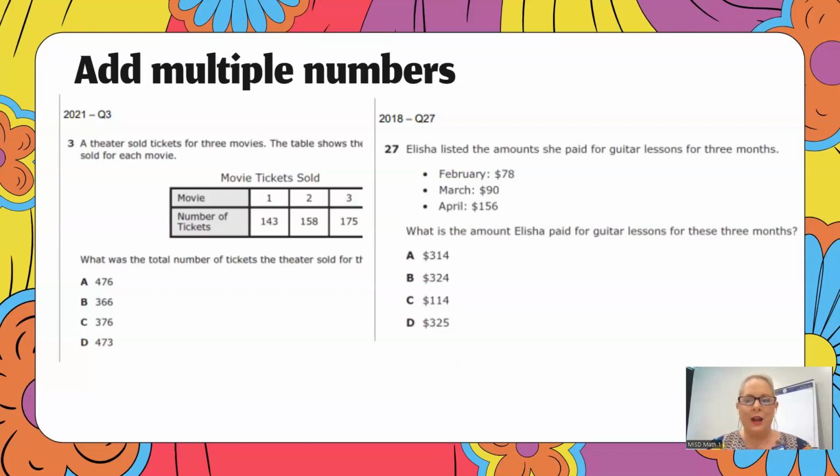Remember, you can use graph paper, grid paper. They can use it on STAR, they can use it on DCPs to show their work. And so you might want to have them start with 156 and then write 90 and 78, but making sure those ones places and those tens places are lined up.